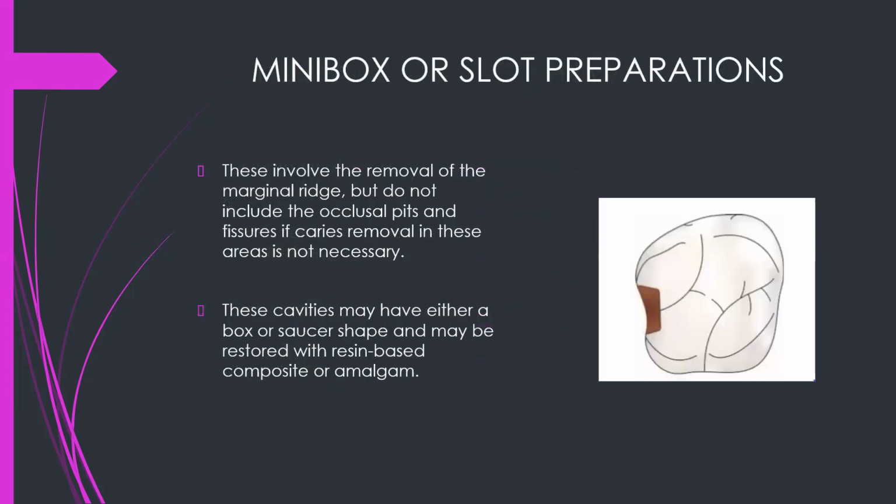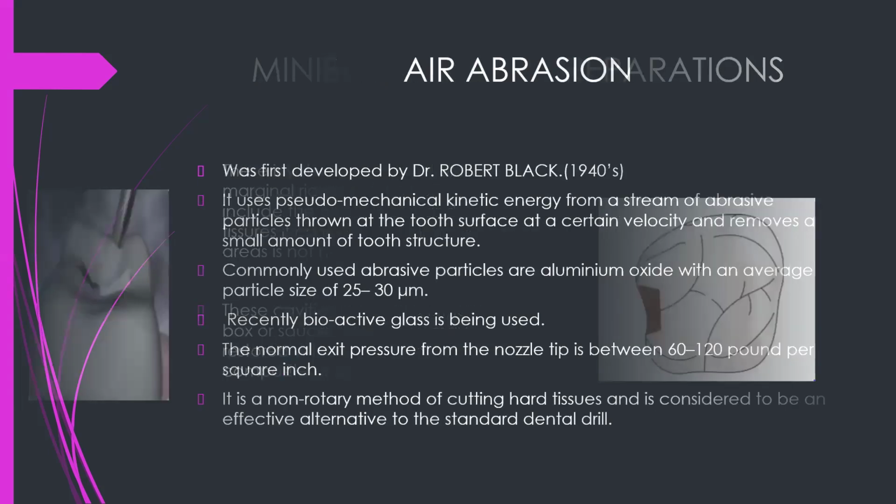Now we come to mini box or slot preparation. This is actually just the proximal box preparation. You are removing the marginal ridge, but you are not including the occlusal pits and fissures. Because you are using an adhesive restoration, which is supposed to retain by itself because this cavity is a small cavity. So these cavities can be either box shaped or saucer shaped and may be restored with a resin based composite or amalgam.